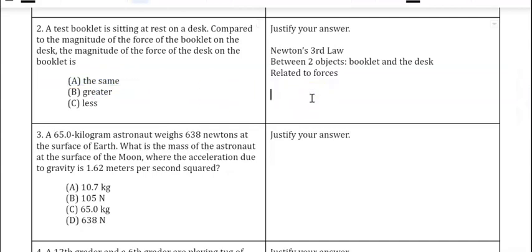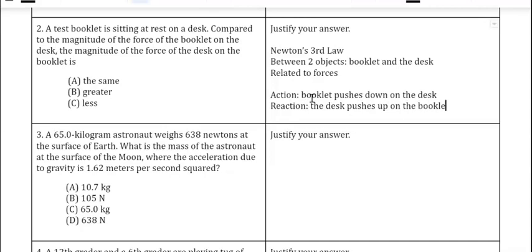If I wanted to go a little bit further, I could look at the action and the reaction. I could say that the action is the booklet pushes down on the desk. And I could say that the reaction, the desk pushes up on the booklet. In the physics Regents, they don't typically ask you to go that deep. They will just ask you to determine the magnitude of the force, and it's always going to be the same. So my answer is choice A here.